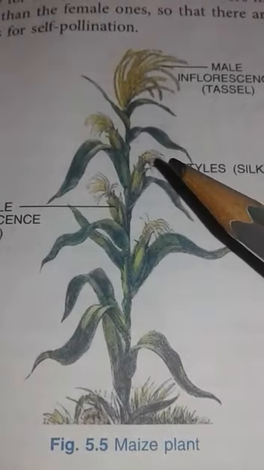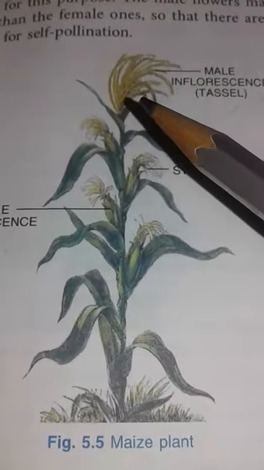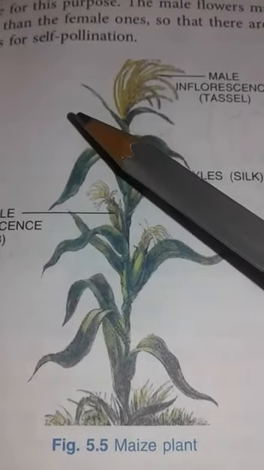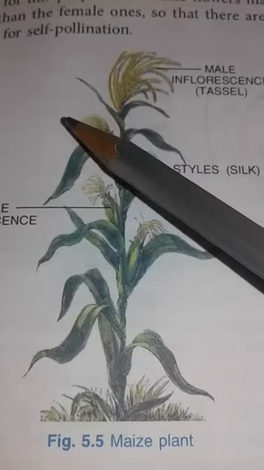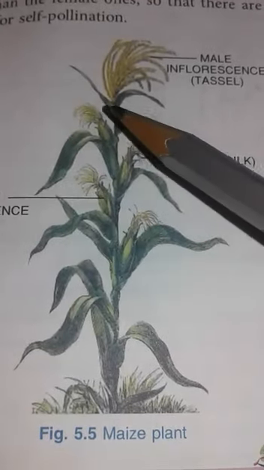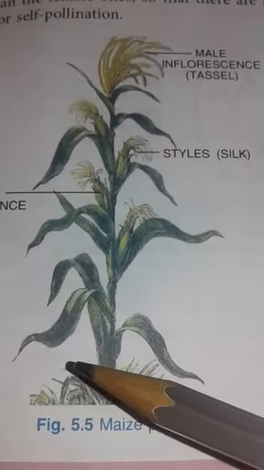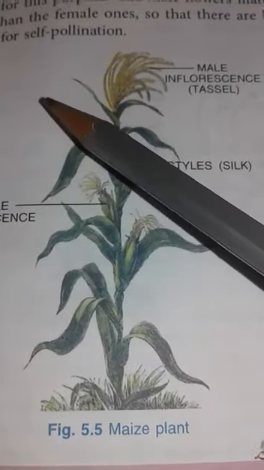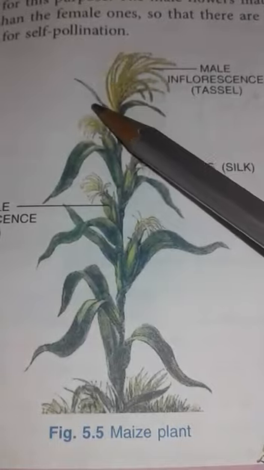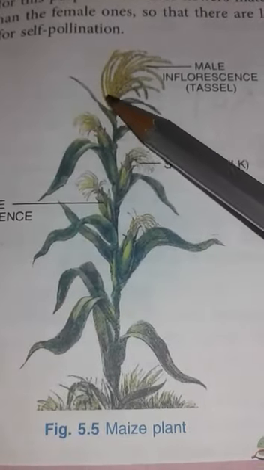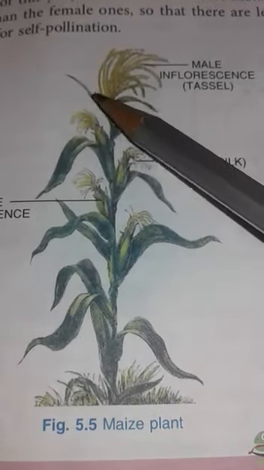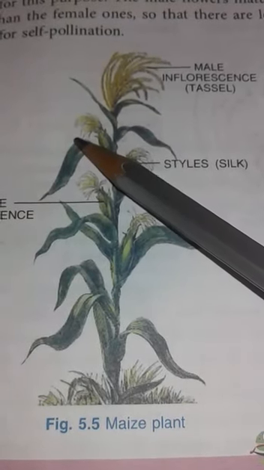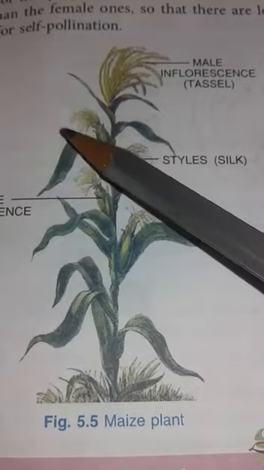Here in this diagram you can see wind pollination, that is done with the help of wind in case of maize plant. As wind blows, pollen from anthers, which are loosely attached to the filament, is easily blown away along with the wind.